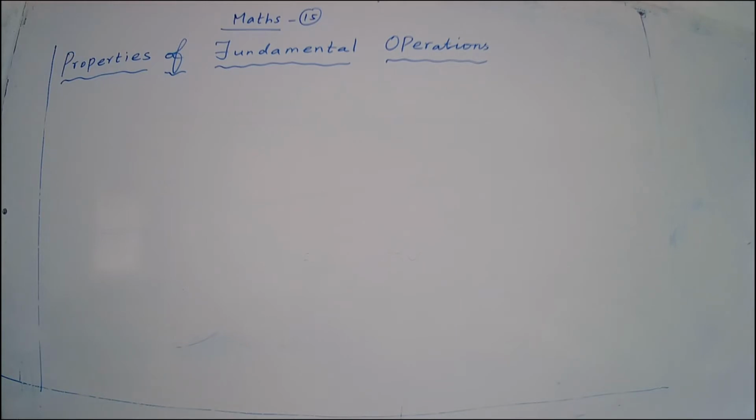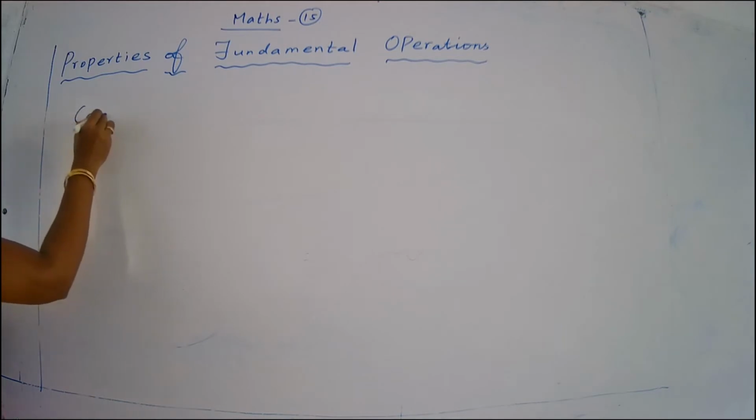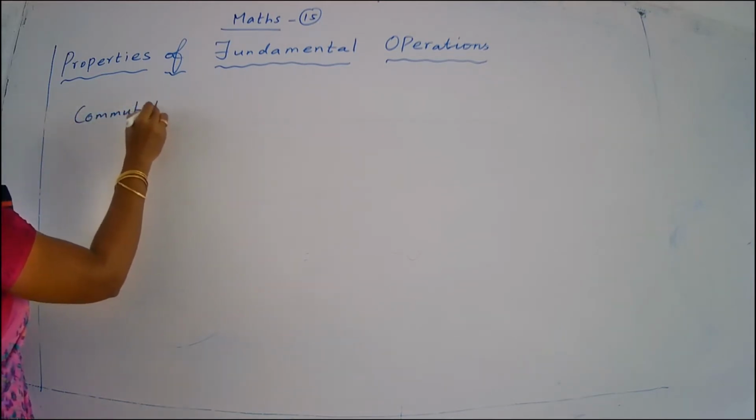Which operations are called fundamental operations? Fundamental operations are addition, subtraction, multiplication, division. Yes, children? So, these operations are called fundamental operations. Now we are going to learn about the properties of these operations only. So, the first property is the commutative property.